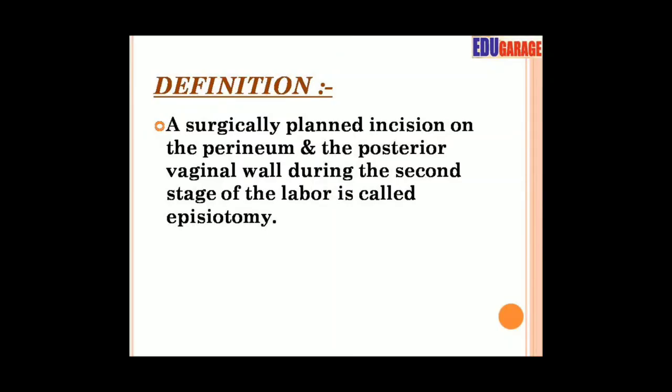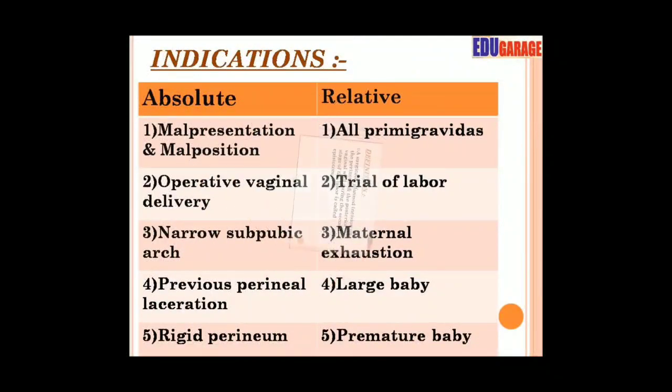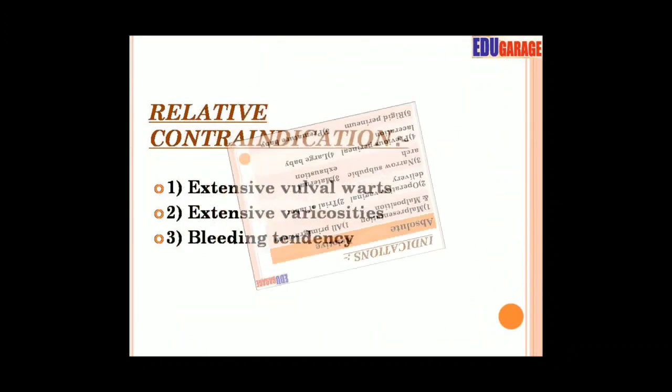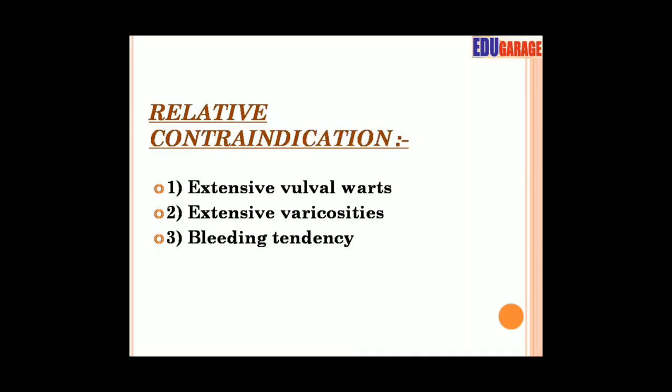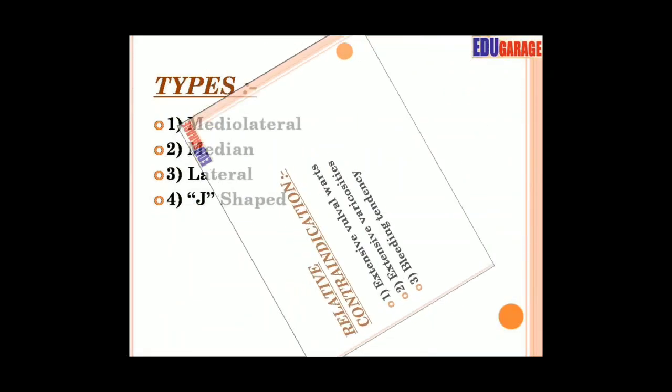Definition: it is a surgical, planned incision on the perineum and the posterior vaginal wall during the second stage of labor, which is called episiotomy. Indications are malpresentation, malposition, operative vaginal delivery, narrow suprapubic arch, a rigid perineum, trial labor, and in a primigravida. Contraindications are extensive varicosity, bleeding tendency, and vulval warts.